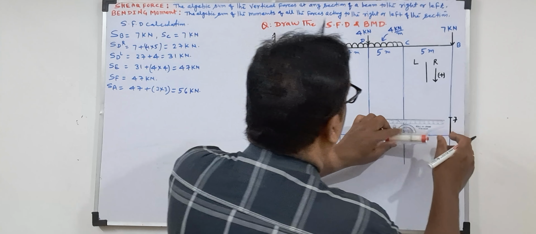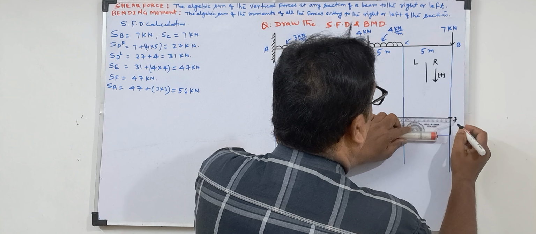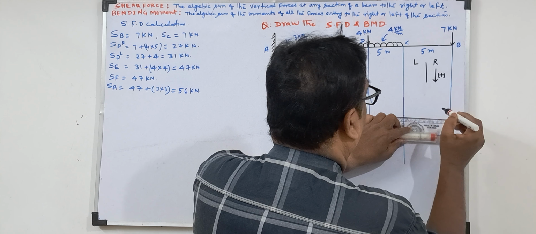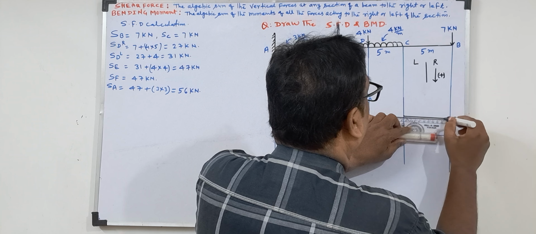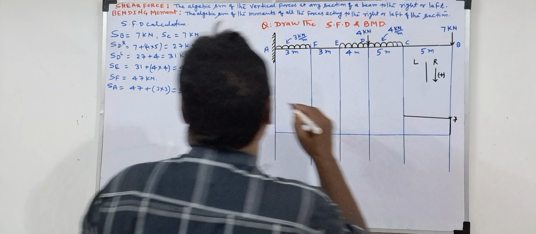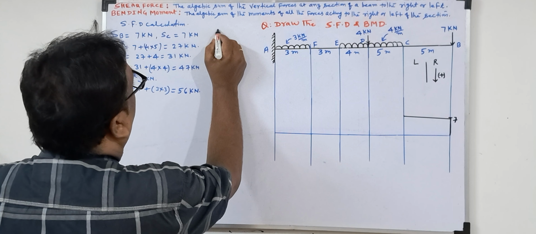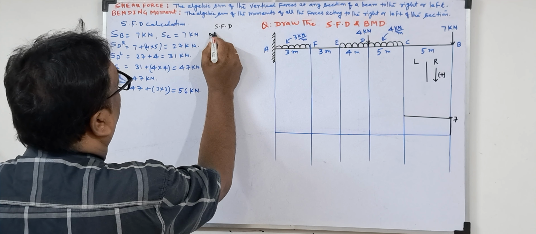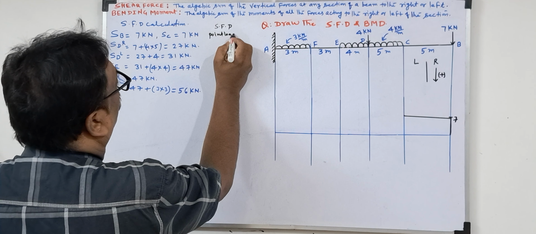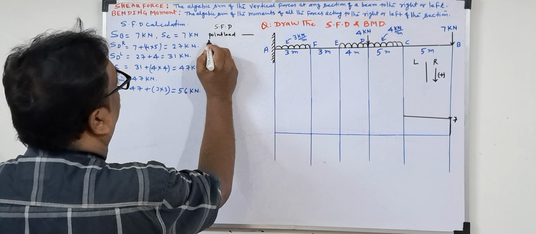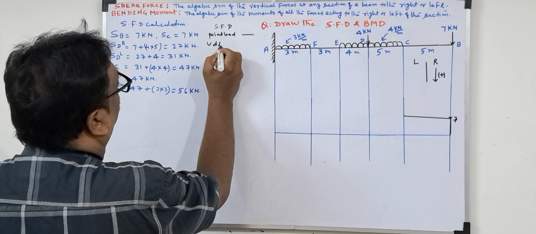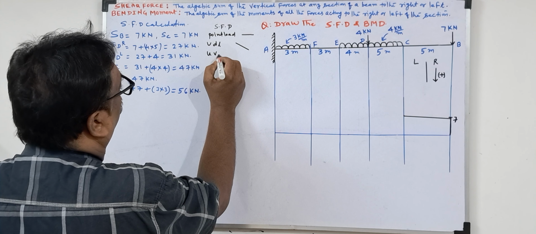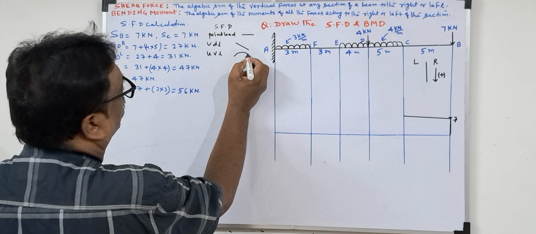Now in between B and C, there is no load, so draw the horizontal line. What is the rule here? For the shear force diagram, a point load gives a horizontal line, a UDL gives an inclined line, and a UVL, uniformly varying load, gives a second degree parabola.